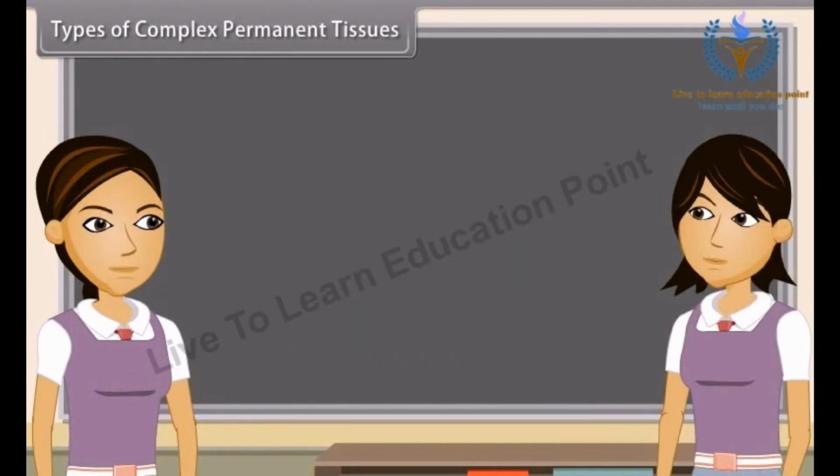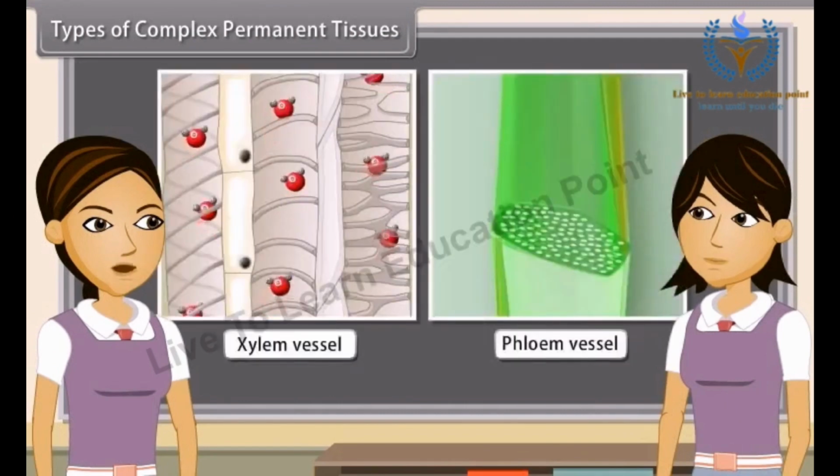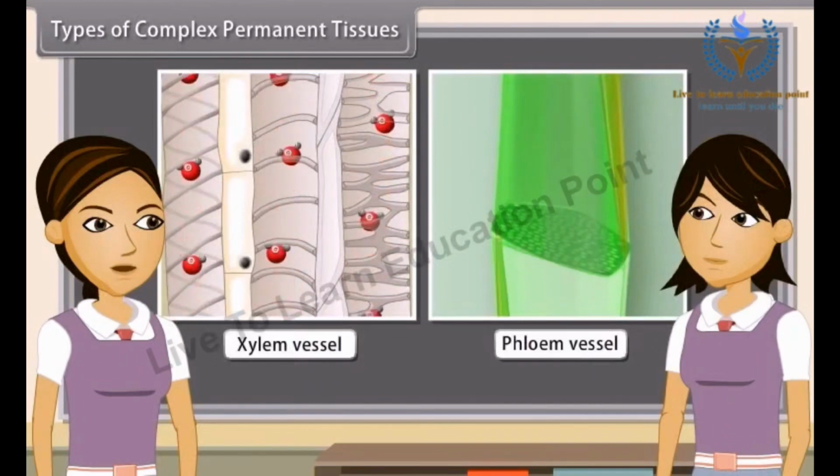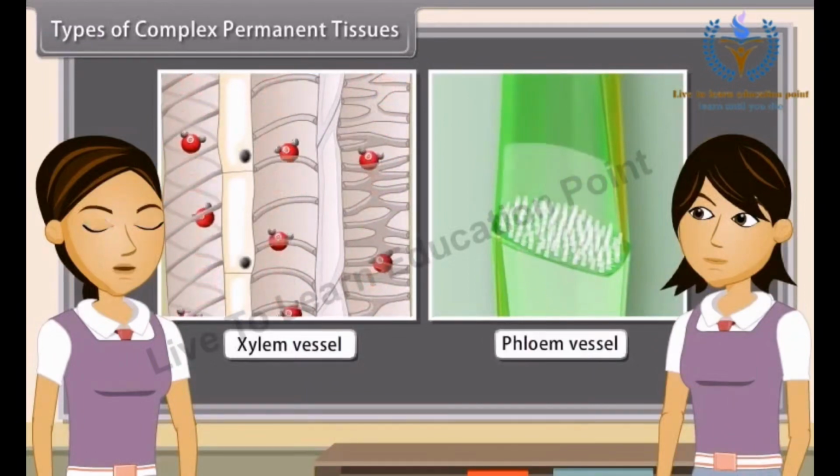Types of complex permanent tissues. Complex tissues are made of more than one type of cells. All these cells coordinate to perform a common function. On the basis of nature of cells, complex permanent tissues are of 2 types, xylem and phloem.